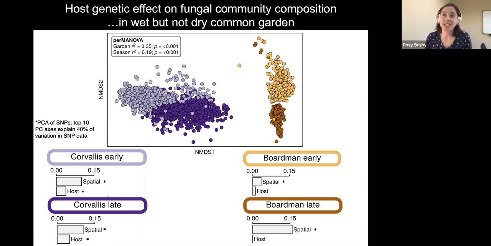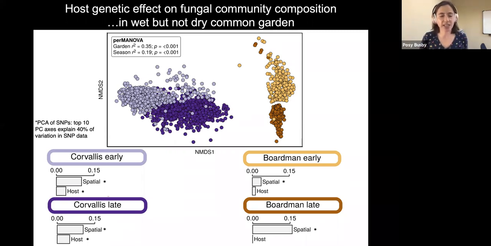So right away, we're seeing an interesting genotype by environment interaction, where genetic variation is important for community composition in the cool wet garden, but not in the hot dry garden. And our ongoing efforts seek to understand and unpack that genotype by environment interaction by looking at how fungal biogeography and leaf trait plasticity and other factors might contribute to these differences.